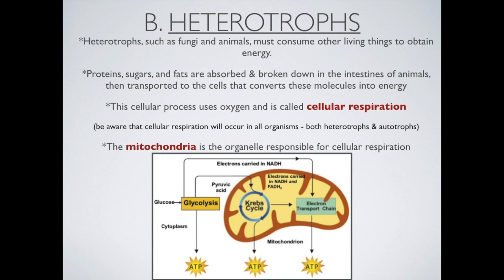Specifically, the mitochondria is the organelle responsible for using oxygen in cell respiration. Now remember, the plant cell will use the chloroplasts and the mitochondria to get energy. The mitochondria does use oxygen, so plants will mainly take in CO2, but they can use and they will use a little bit of oxygen.